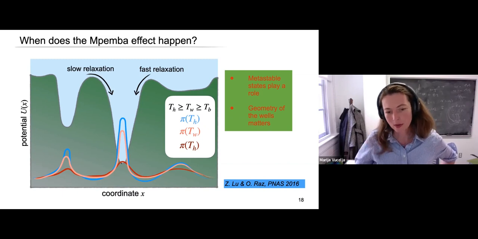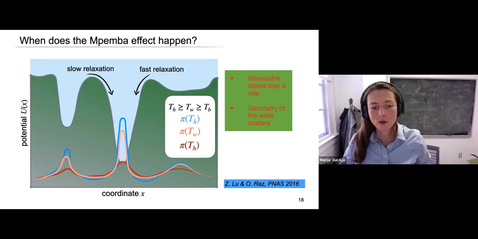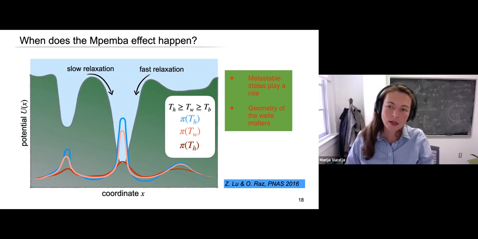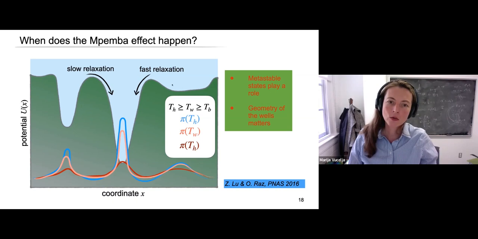I'm claiming, and that's what the Mpemba effect is, that there are special initial conditions for which it's easier for the red one to, in time, take the shape of the blue one than to start from the other one and morph into the full distribution. We know that probably metastable states are important in this case, and probably the geometry is also important. For example, in this landscape, I didn't draw it accidentally. I drew it because I have a metastable state, and I also have another state, which is rather shallow. So I assume that this barrier is easier to jump over and that the relaxation is fast from there, while from here it is slow.